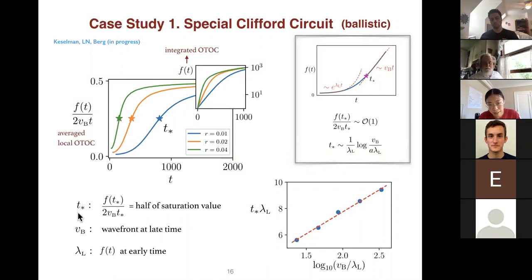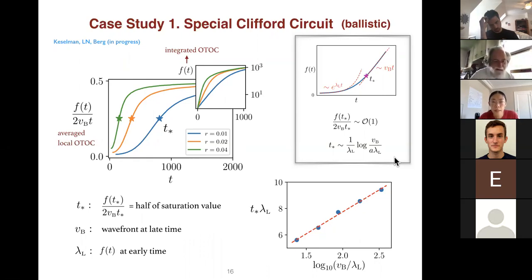And T star is extracted independently. T star is defined by this average local OTOC reaching a significant value. Here we choose the significant value to be half of the saturation value, half of this final late time saturation value. There's some arbitrariness in here, but it doesn't matter. For example, I can choose 1/4 or 1/3. Those arbitrariness will come into play as the slope or the intercept. It doesn't change the fact that those dots lie on a straight line. It doesn't change the scaling behavior.